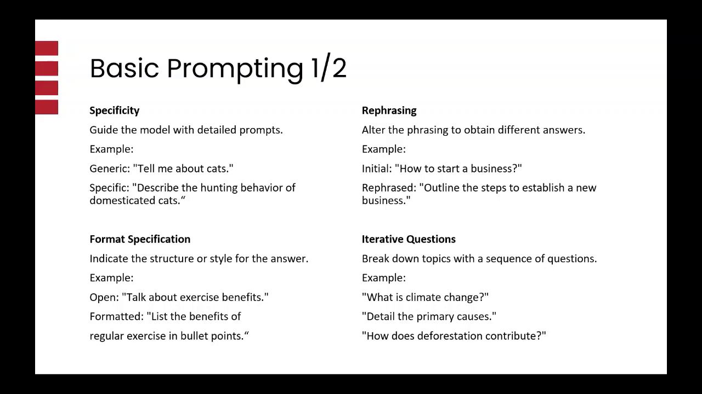And iterative questions, the fourth one, you can break down topics with a sequence of questions. First, you can ask, what is climate change? And as a follow-up, you can ask, detail the primary sources. Then, how does deforestation contribute? The same way, you can ask follow-up questions after getting the answer. Then you will get the more specific answers that you are looking for.